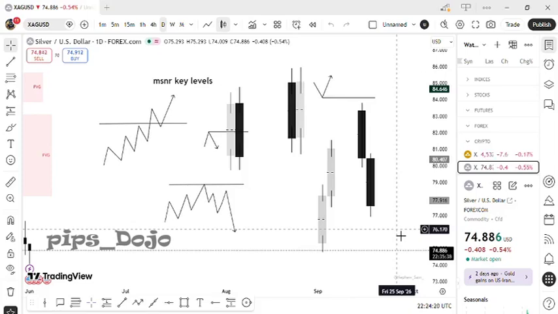So MSnR simply shows you a better way to identify these levels. So quickly, let's dive right into it.